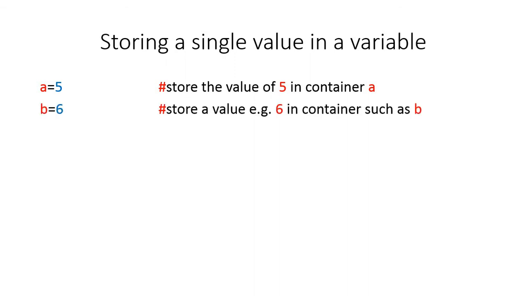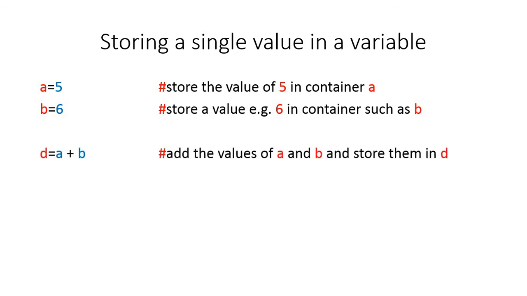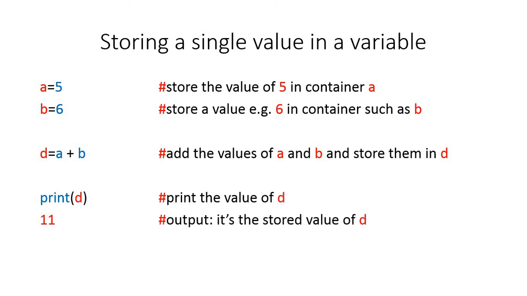Now let's come towards storing values in a container. First, a single value. How to store a single value in a variable? That's very simple. A is a container, 5 is the value you are going to store in container A. B is equal to 6, so 6 is stored in B. Now you want to add both of them and store it in D. And when you want to see the value of D, then print D and it will print 11 on the screen.